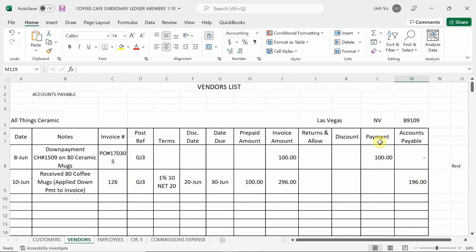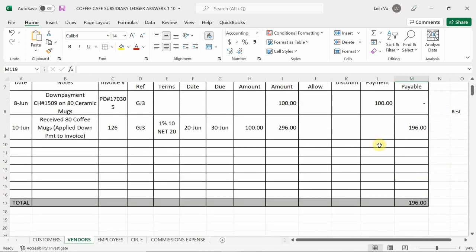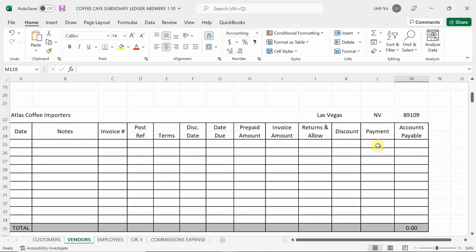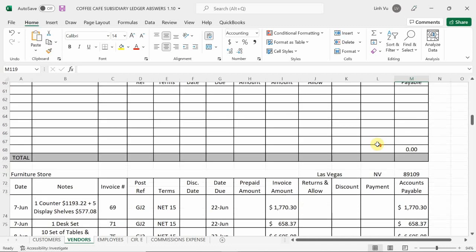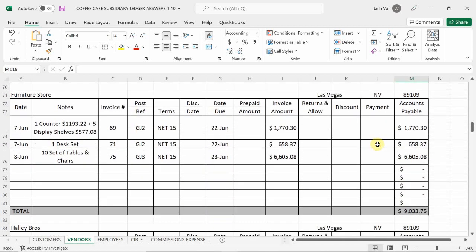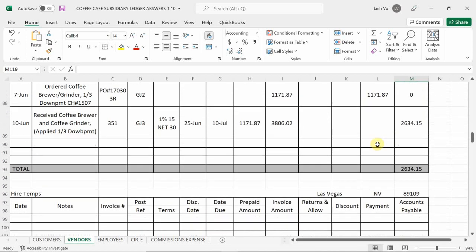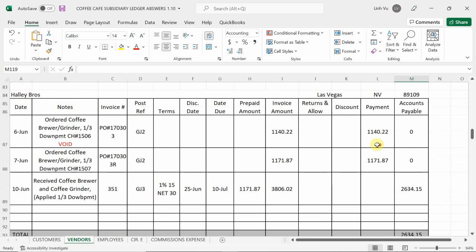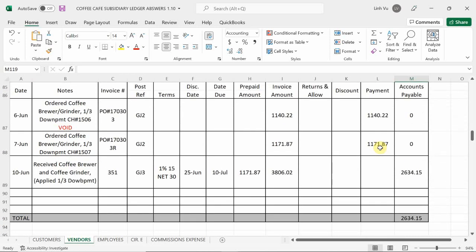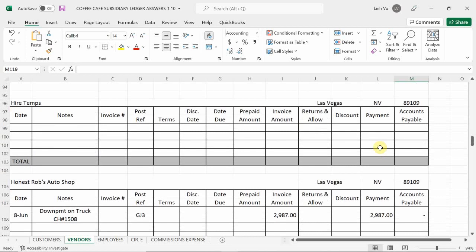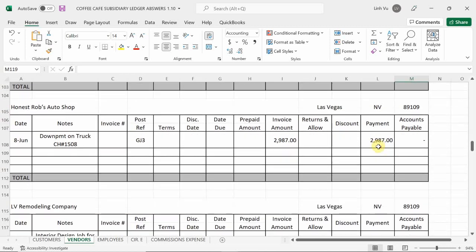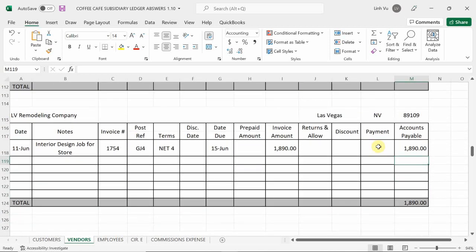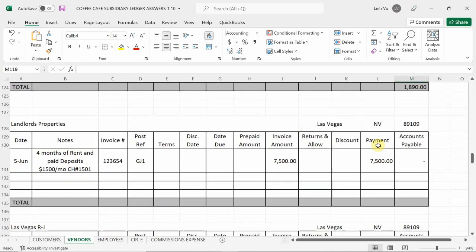So in this case, my All Things Ceramics, I owe $196. Okay, Atlas Coffee, we haven't gotten anything from them yet. Let's keep going. We got nothing here. We owe furniture store $9,033.75. Okay. We owe Halle Bros $2,634.15. Okay. And then here we owe them nothing there. We owe LV Remodeling $18.90, right?